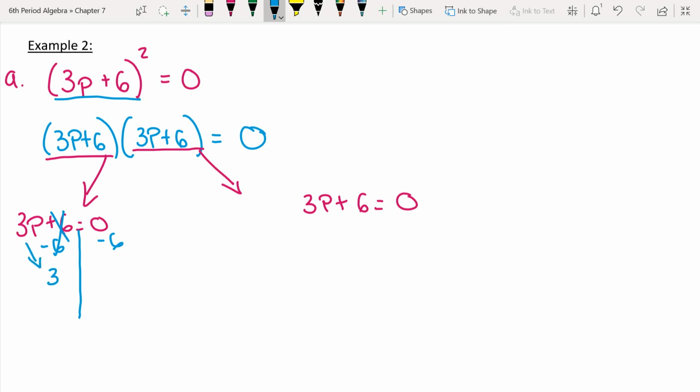This leaves me with 3p equals negative 6. To get your variable p by itself, we undo the secret operation of multiplication with division. We divide by 3. So you get p equals negative 2.